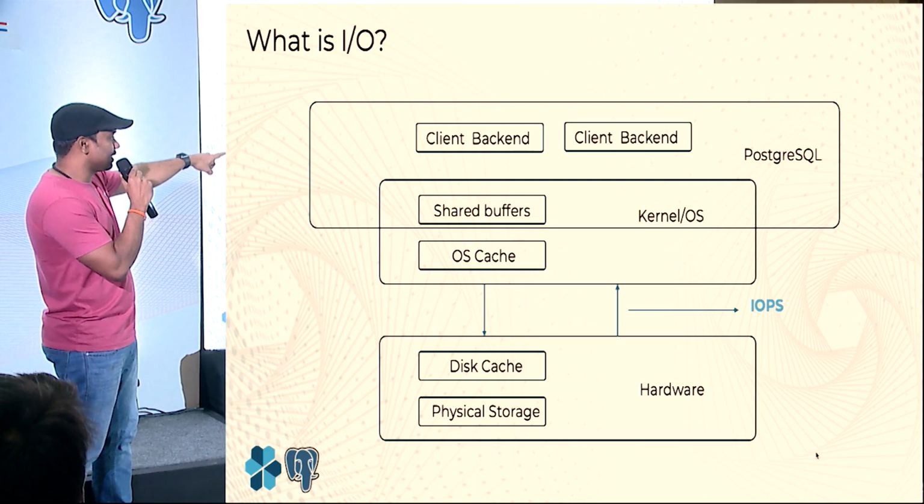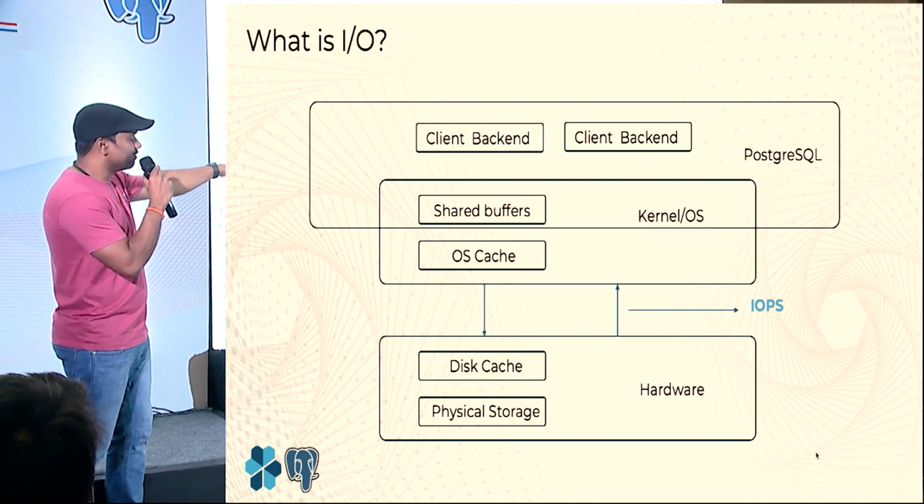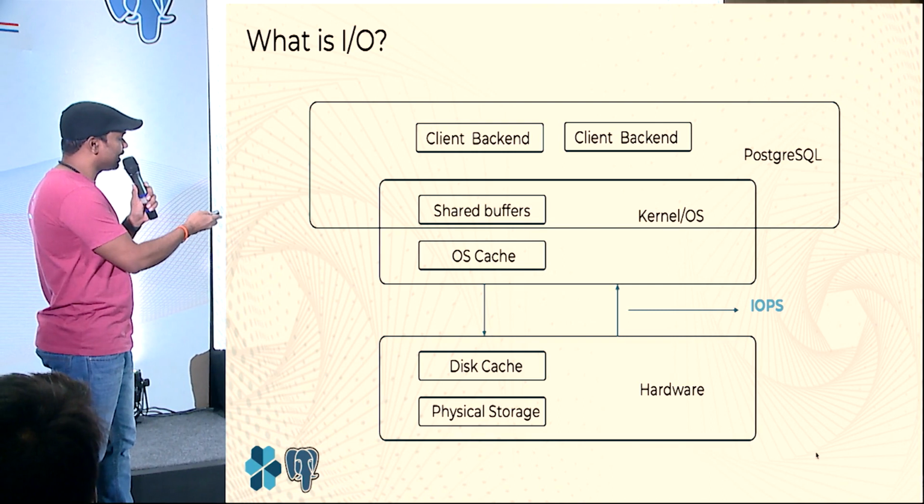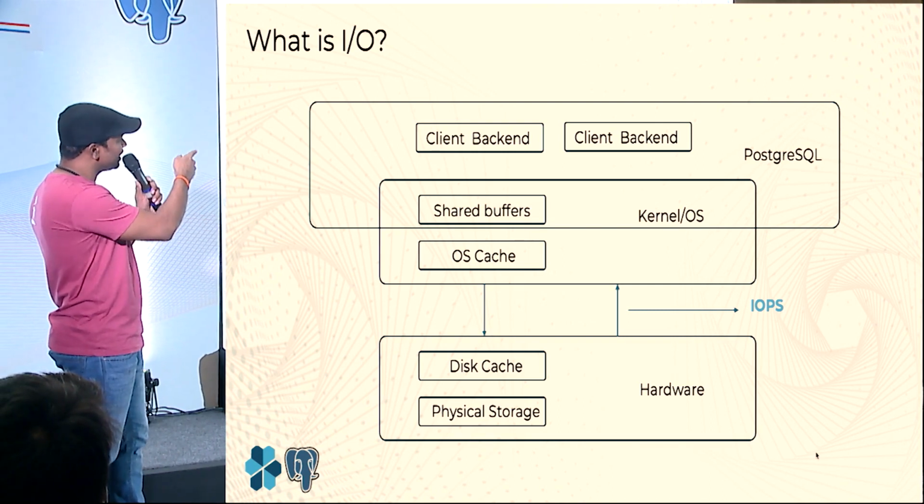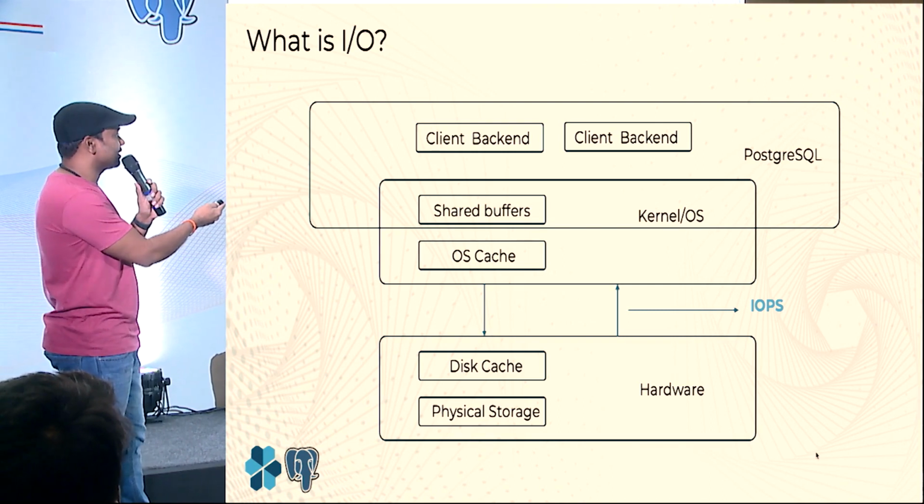So we are skipping the OS cache here. We will come to that point. It's just an overview of where the IOPS happen. It's between the memory and the actual disk.